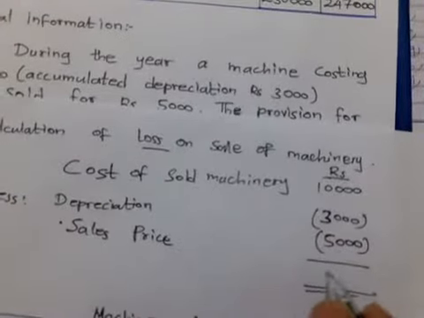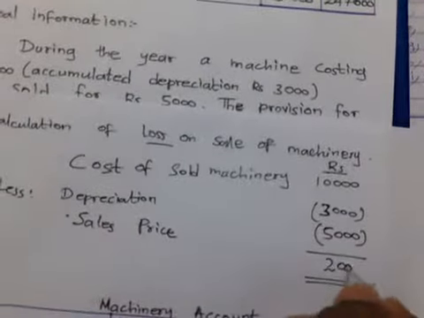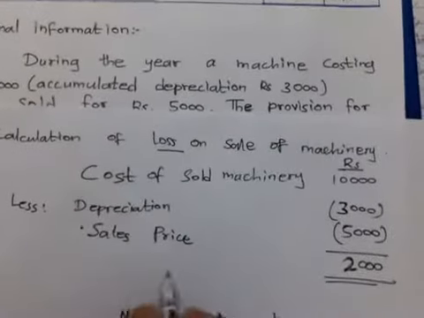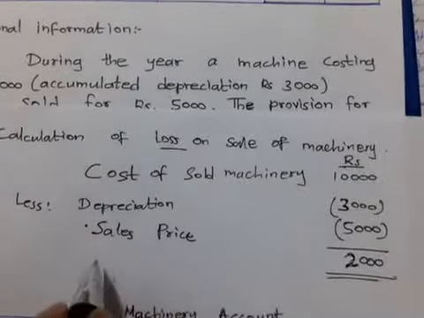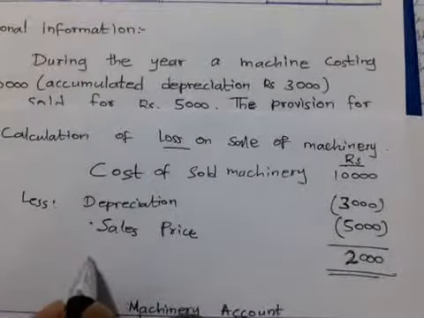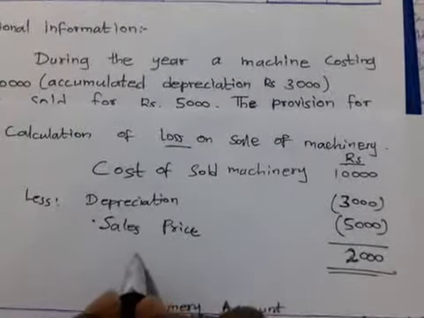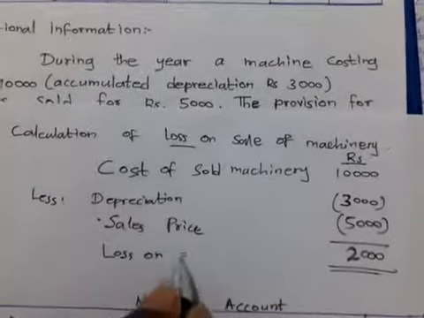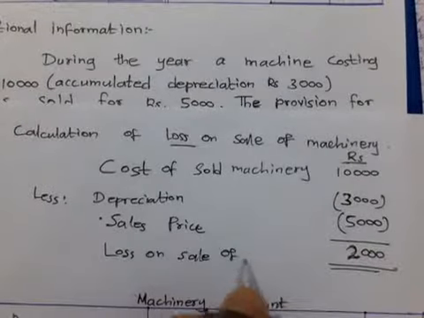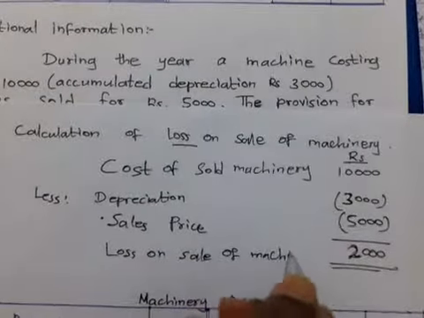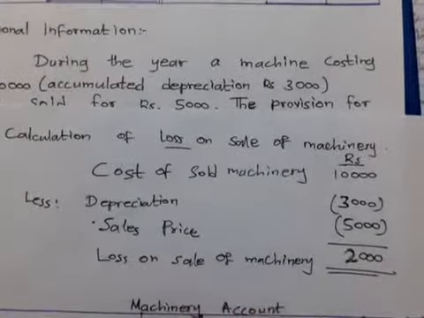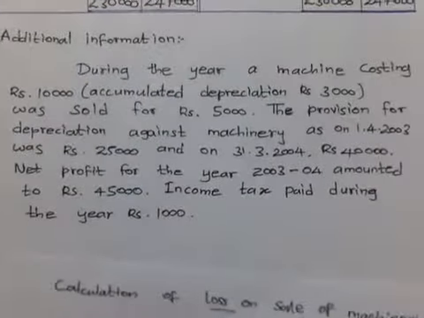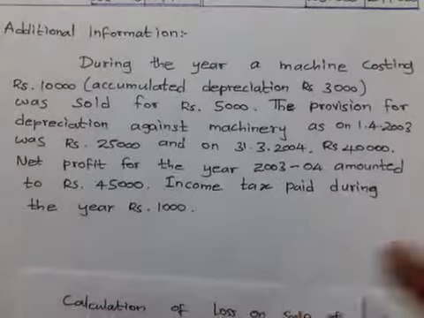Calculate. $2,000 loss on sale of machinery. So let's see the next additional information.